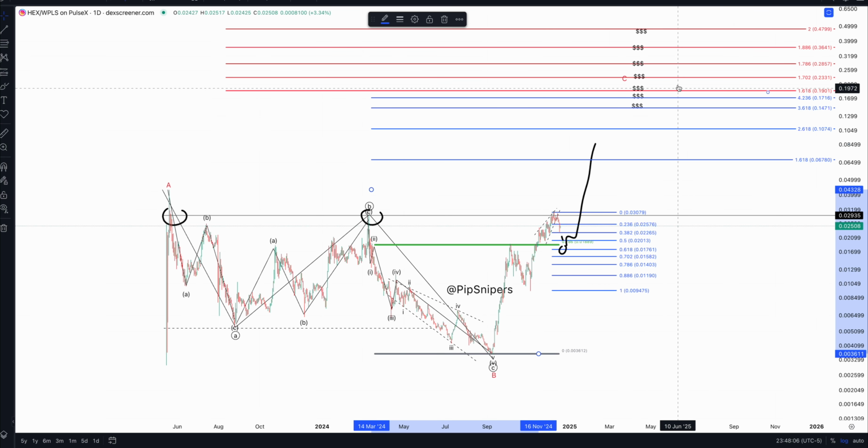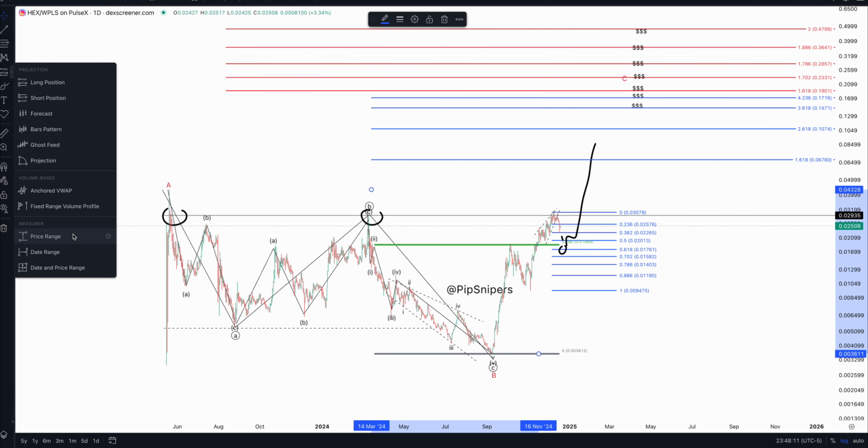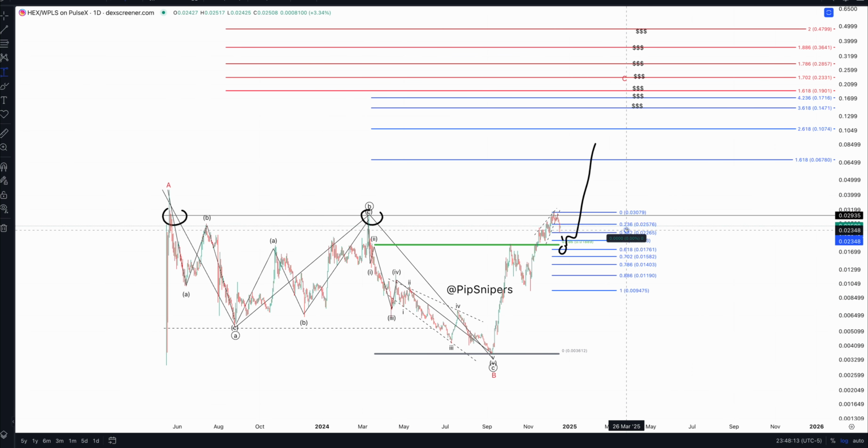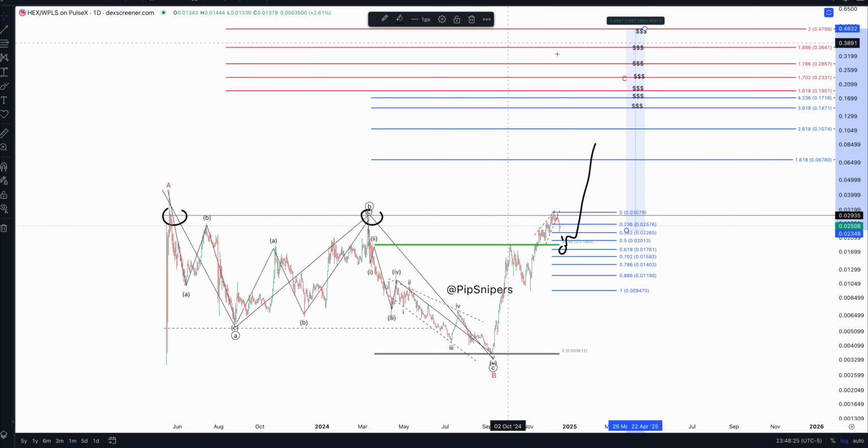So I do think that pHEX can make its way to 17 cent, which would be about a 6x, and then overshoot it by a little. So it'd be about a 10x or even more, maybe even 20x, right to the 200% fib.